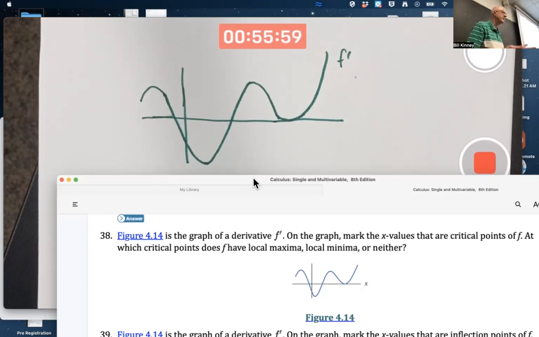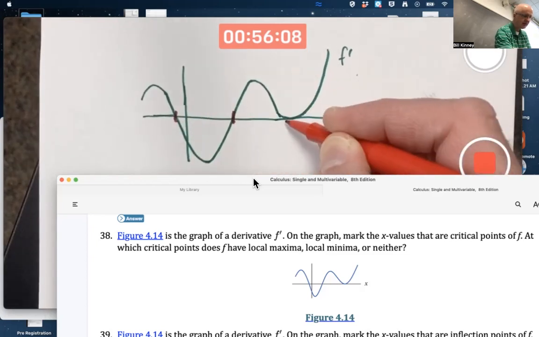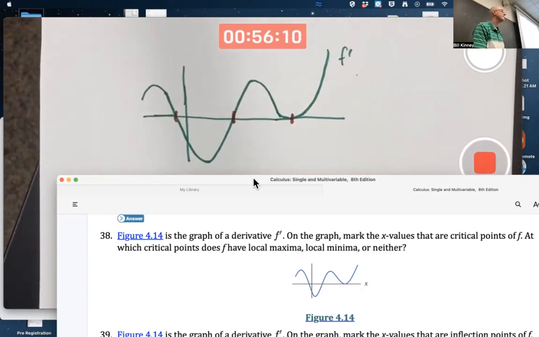Critical points of the original function, which is not drawn, are where the derivative is 0, the x values where the derivative is 0. There are 3 of them, right here, here, and here. If you had a scale on the horizontal axis and could identify those numbers, then you could say what numbers those are. Which are local maxima, minima, or neither for the original function? And it can be neither. In fact, one of these is neither.